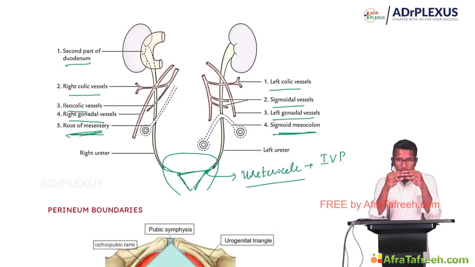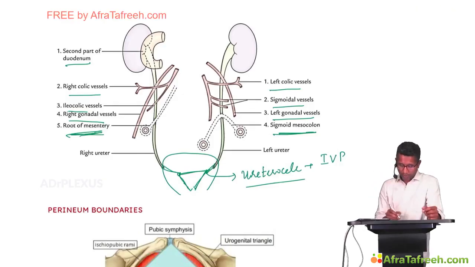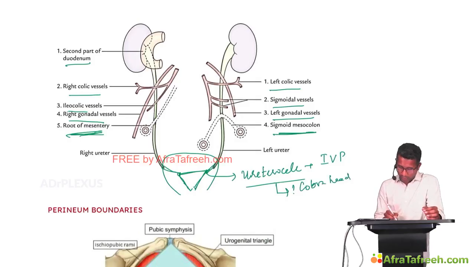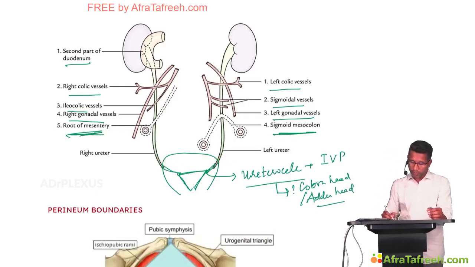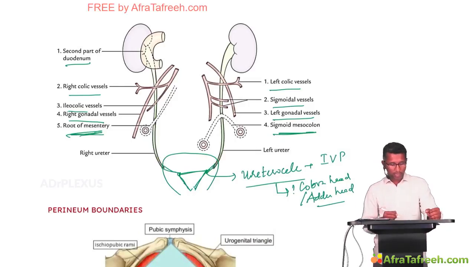Whenever there is a dilation, if you do an intravenous pyelogram, it gives a classical appearance. Can anybody tell me what the appearance is? Very good, guys. It is called a cobra head or adder head appearance.